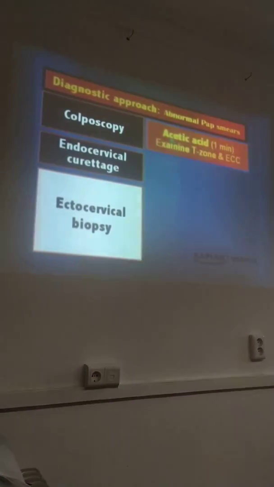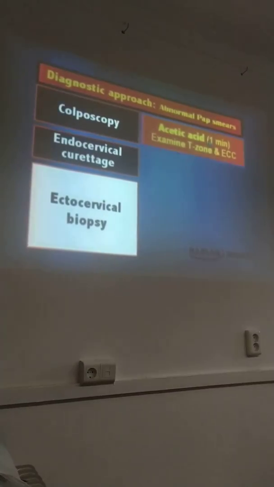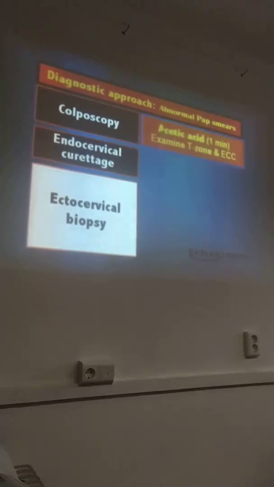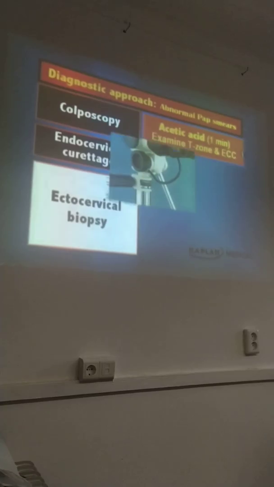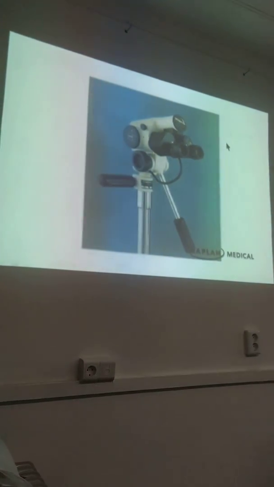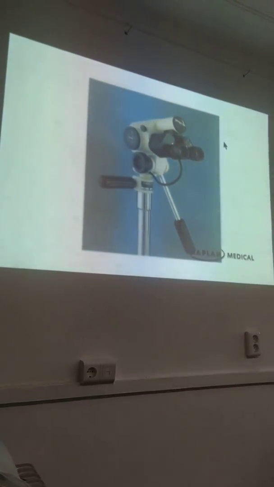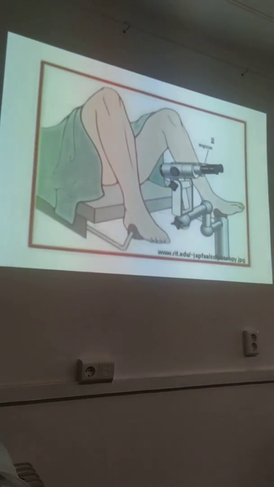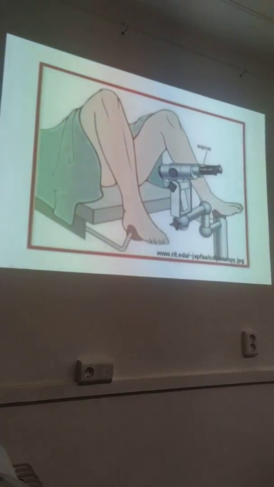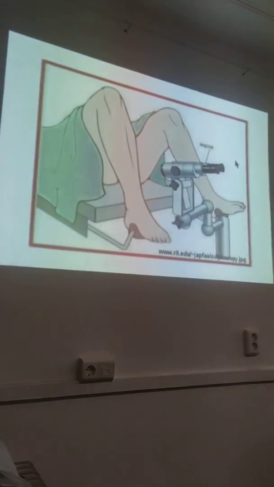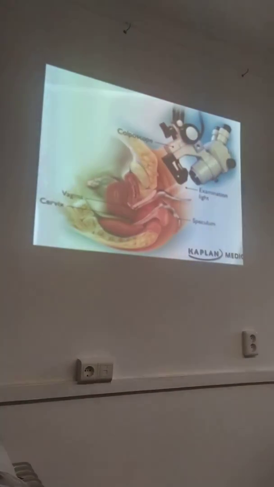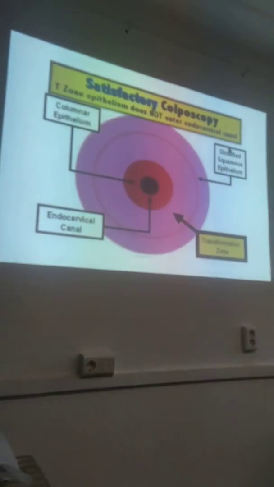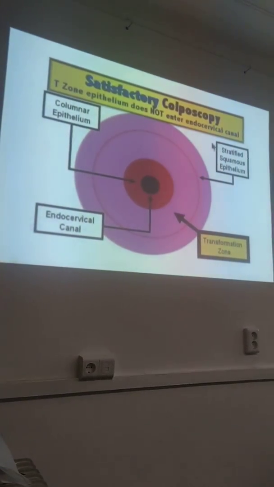Colposcopy is where we put acetic acid on the exocervix for 1 minute, and examine the transformation zone and endocervical canal. We talked briefly about the colposcope, a binocular, short focal length scope, which shines a light into the vagina, and we inspect the exocervix and the endocervical canal. We want to know a number of things.